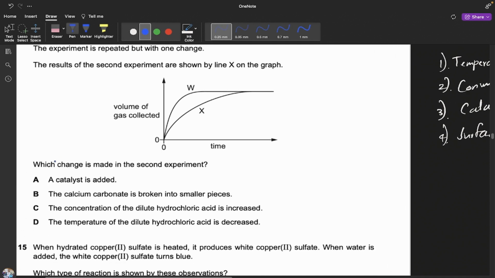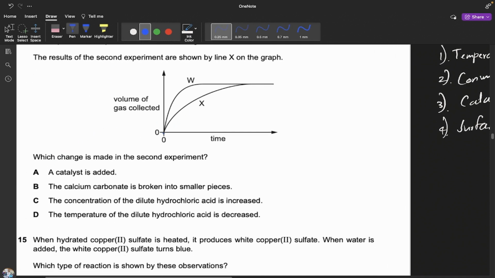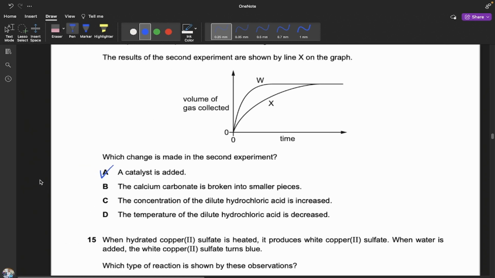Okay. So they are asking what is the change that could have happened in X. Here you can see W has reached the final point much quicker. The time is much less. But when it comes to X, it has taken a lot of time. So you can say the rate of reaction has decreased in the second experiment. When a catalyst is added, rate of reaction increases. So the first one is false.